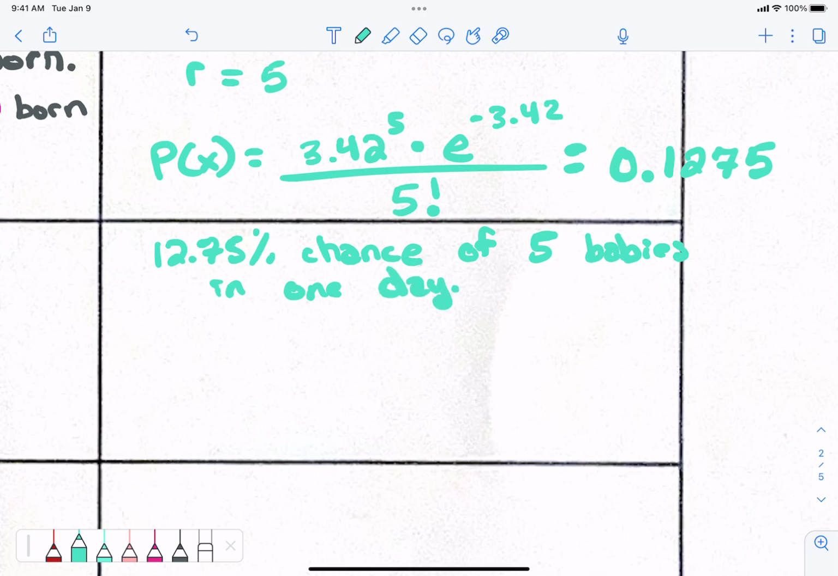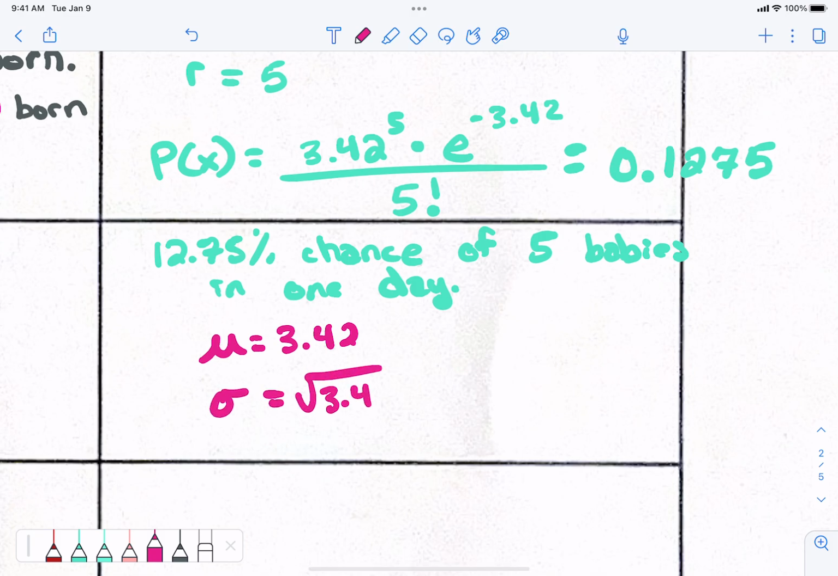12.75% chance of 5 babies in one day. There you go. Also, we know that the average was 3.42. Standard deviation is the square root of that, the square root of 3.42, which is 1.85. Okay, that should do it for stuff on your yellow sheet.